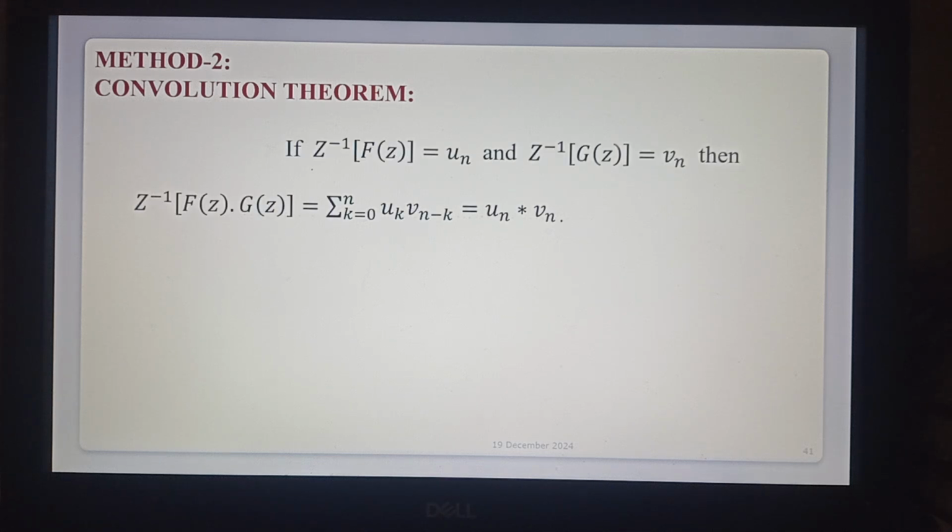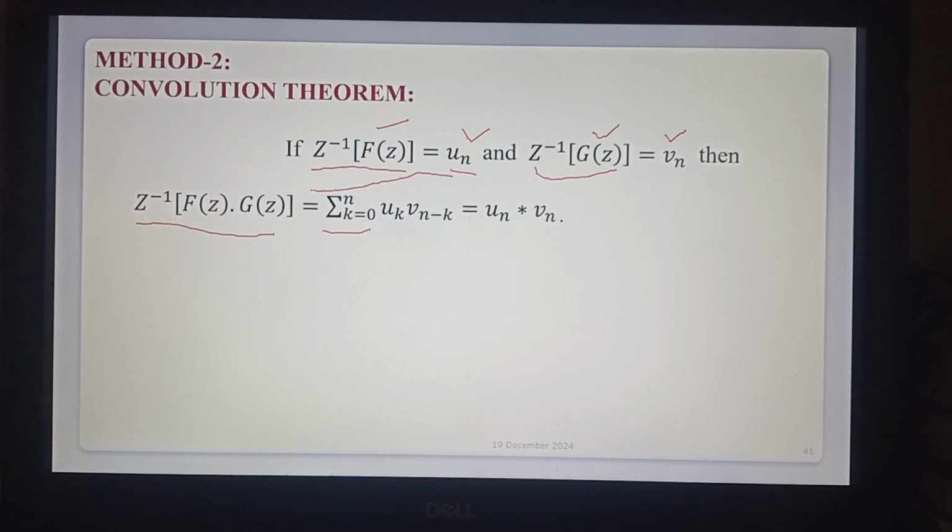If Z inverse of F of z is equal to un and Z inverse of G of z is equal to vn, there are two functions here, F of z and G of z, and their inverse Z transforms are un and vn, then Z inverse of F of z into G of z is equal to summation k equals 0 to n of uk into vn minus k.